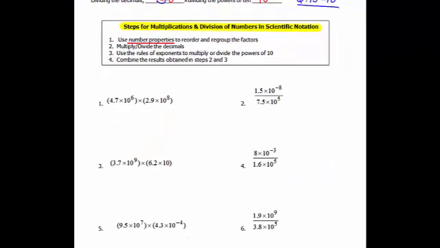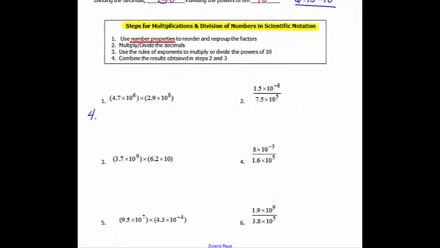Looking at the first example, I would multiply 4.7 by 2.9. Now, many of you should still be doing this longhand because your decimal operations are not as polished as they should be.